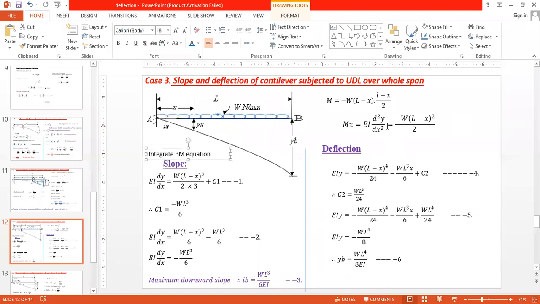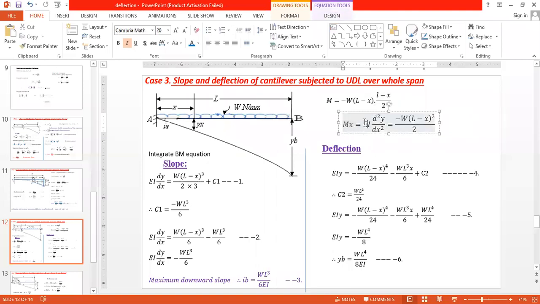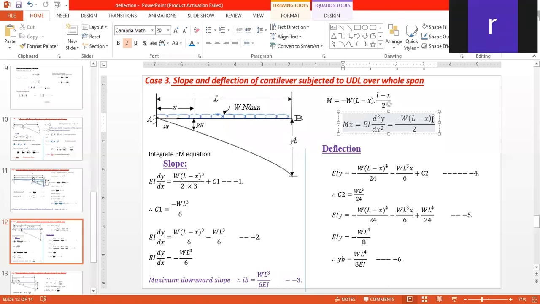Now when we integrate this equation, this term I am not going to consider. You start from here: EI d2y by dx square, the integration of d2y by dx square is dy by dx. Next, the integration of this: minus w by 2 is as it is, and the integration of L minus x is its cube divided by 3, and divided by minus 1. Therefore it becomes minus minus plus w into (L minus x) cube by 2 into 3.